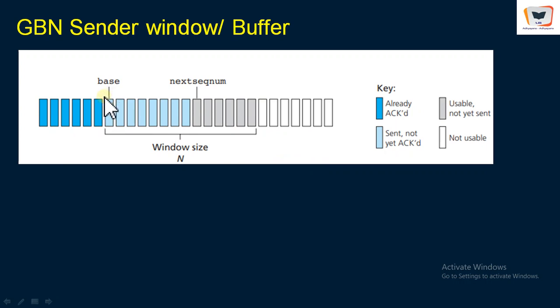When this particular packet receives the acknowledgement, a just recently arrived segment from the application layer will be admitted into this particular window, and it is as if the window moves in the rightward direction. Therefore, the buffer of the GBN sender is also called a moving window or sliding window protocol. And this is already ACK'd, unusable, not yet sent but not yet acknowledged, and they are not usable.